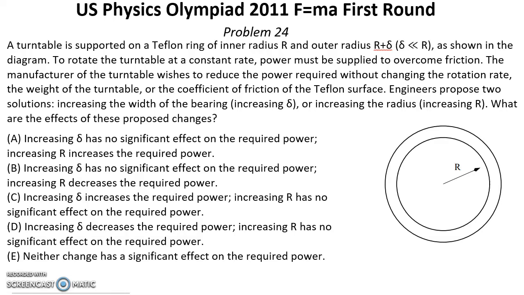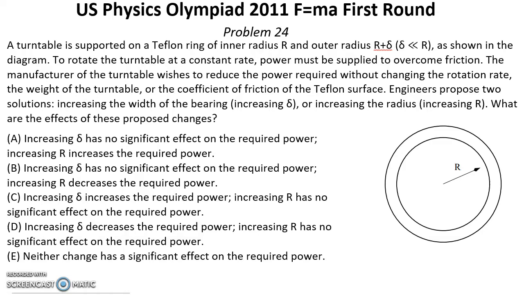To rotate the turntable at a constant rate, power must be supplied to overcome friction. The manufacturer of the turntable wishes to reduce the power required without changing the rotation rate, the weight of the turntable, or the coefficient of friction of the Teflon surface. Engineers propose two solutions: increasing the width of the bearing, increasing delta, or increasing the radius, increasing r. What are the effects of these proposed changes?